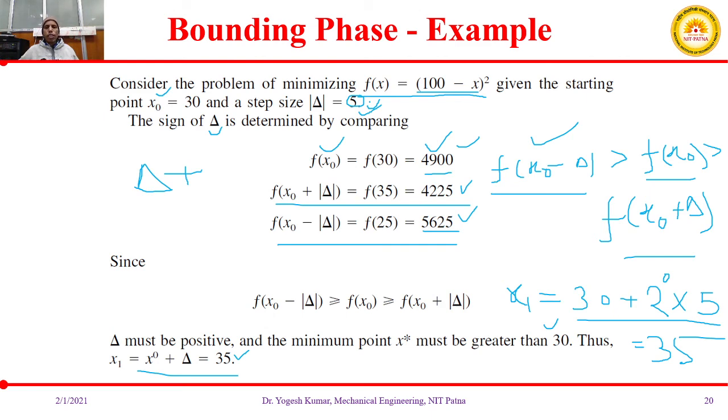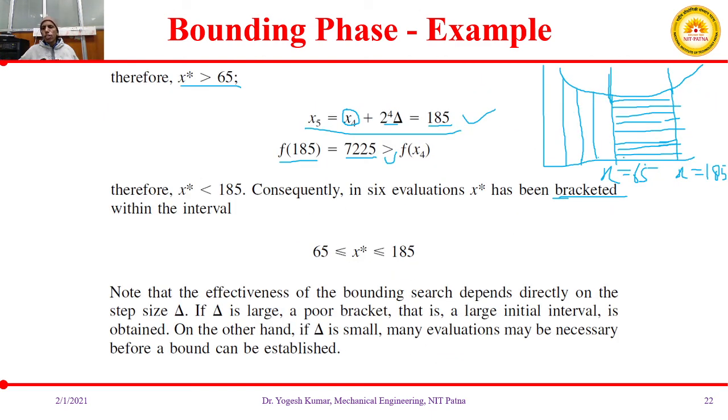Okay, but in that case what will happen? This region of bracketing may be larger. Maybe this may be the region. In that case you may find a certain value of x which will be less than 65, and for the larger value x may be greater than 185. So if we choose a large step size, then in very few steps you can find out your bracketed region or bounding region.